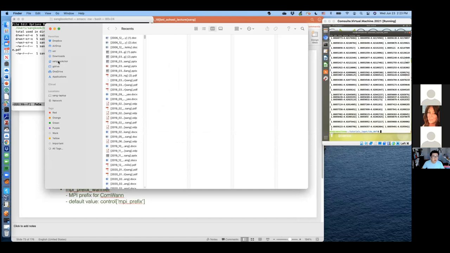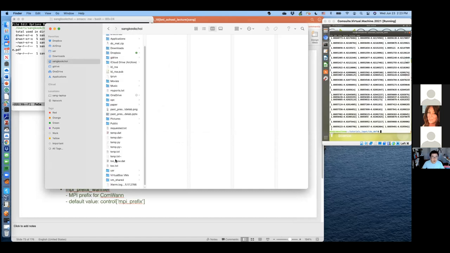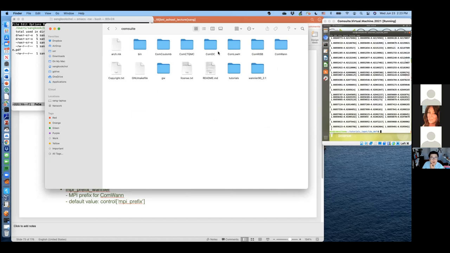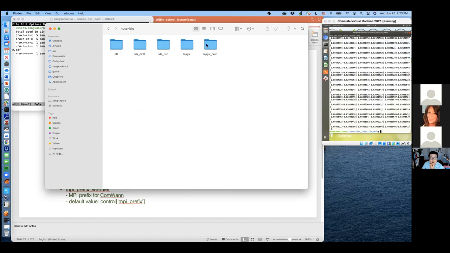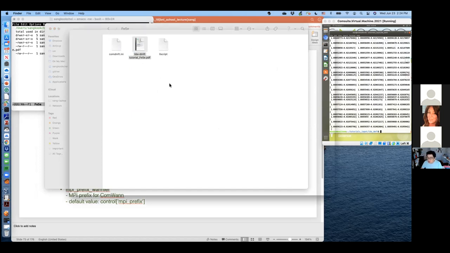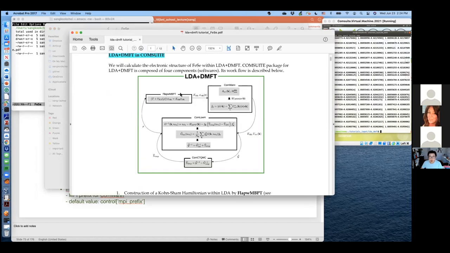In my home directory, I will go to ESR, and I will go into the COMSUITE tutorial, LDA+DMFT, and iron selenide. I have a PDF file. This is a tutorial which I have made for the iron selenide calculation.